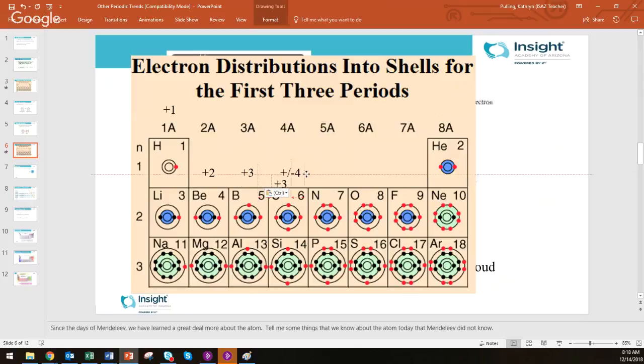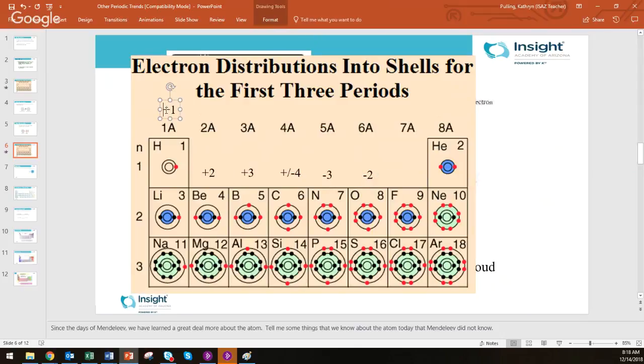So we go to 5A. We have the option of giving away 5 electrons or stealing 3 of them, getting 3 extras. We're going to go with the 3 extras. And when we gain 3 electrons, that means we have 3 extra negatives, so our charge is -3. All right. 6A, we have 6 valence electrons. We're going to grab 2 more to get to 8. So we'll have a -2 charge.